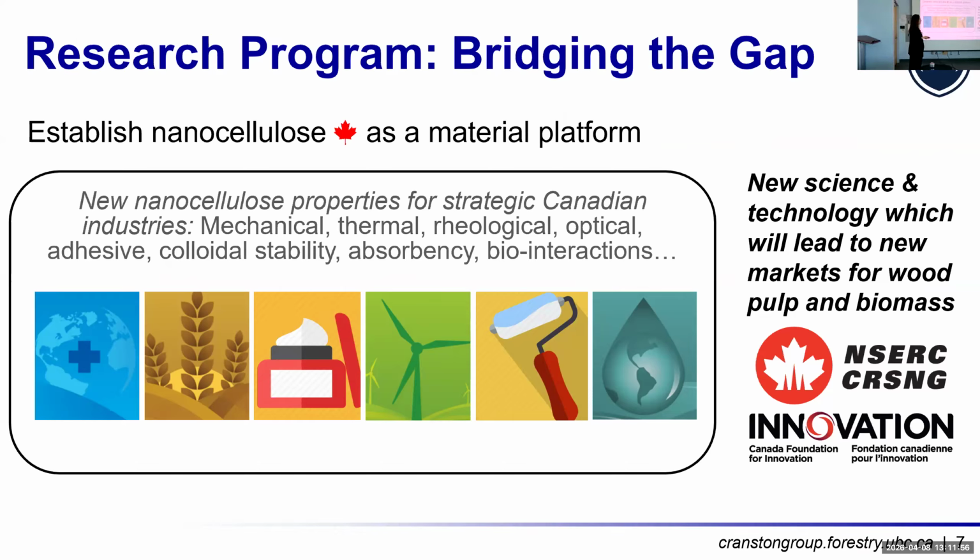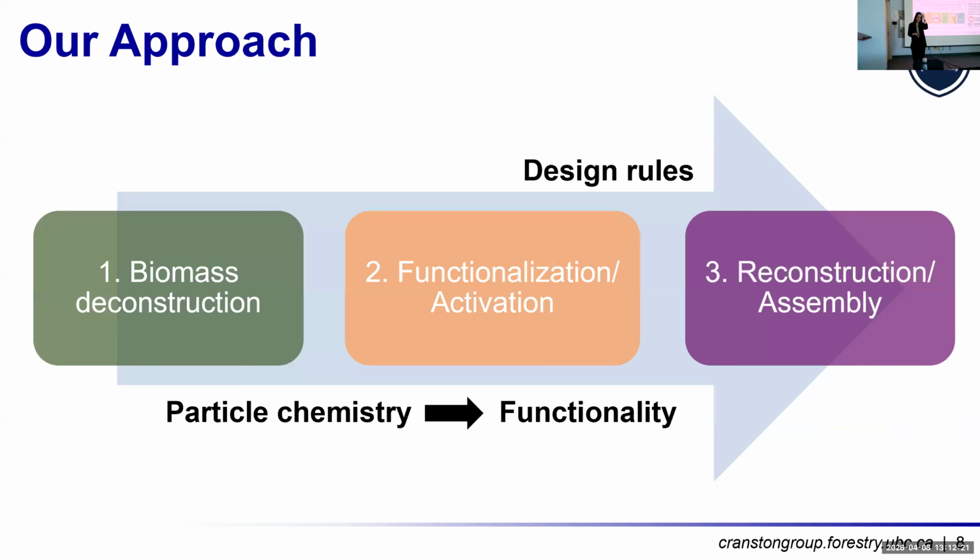And we do this by establishing nanocellulose as a material platform, which really means a lot of characterization. And so what we want to do is tailor the properties of nanocellulose for strategic Canadian industries. And in particular, we've worked using nanocellulose in medical applications, in food, in cosmetics, in energy storage and remediation, in paints and coatings, and in water treatment. So that's some examples there.